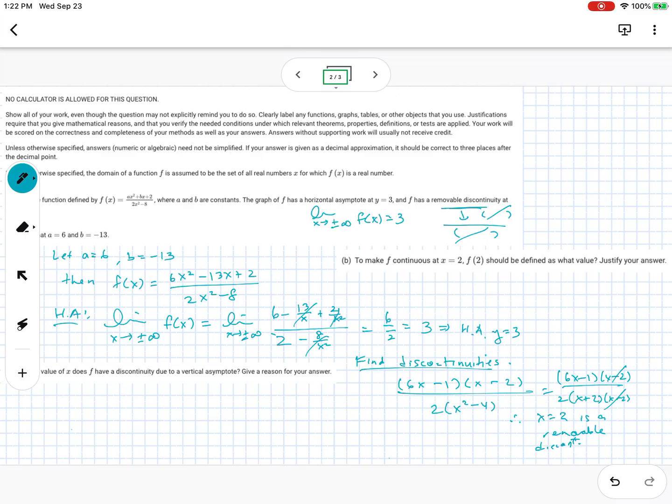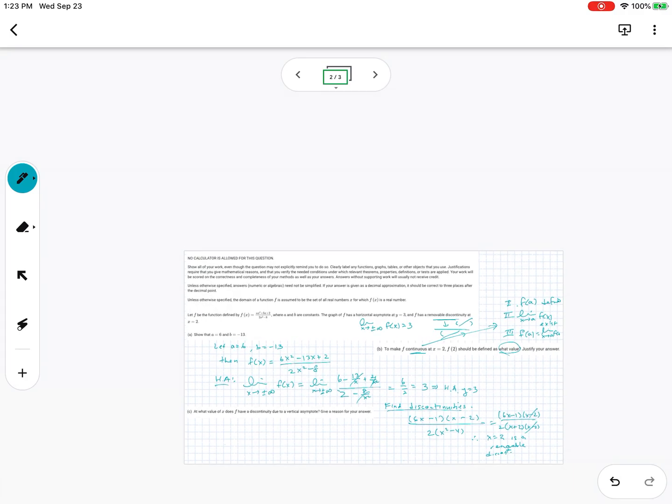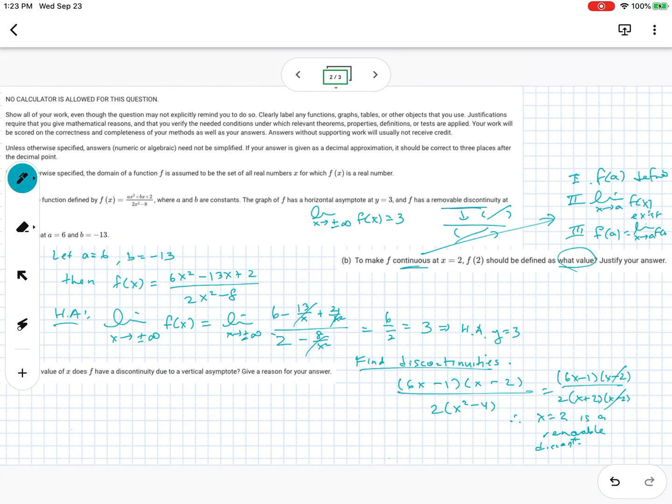Letter B. To make f continuous at x equals 2, f of 2 should be defined as what value? Justify your answer. So once again, to make it continuous, it's those 3 steps like we always say. f of a is defined, the limit exists, and then f of a is equal to the limit as x goes to a of f of x, right? So f of 2 should be defined as what value? Justify your answer. So right now, when we put 2 in there, because of this removable discontinuity, f of 2 is undefined. But we want to make it continuous. So what we need to figure out is what is going to be the limit of this guy as x approaches 2.